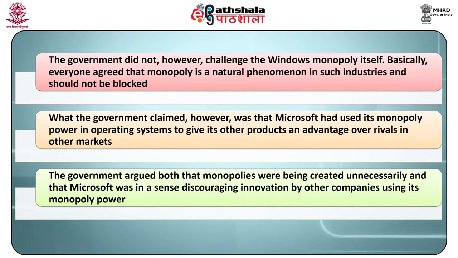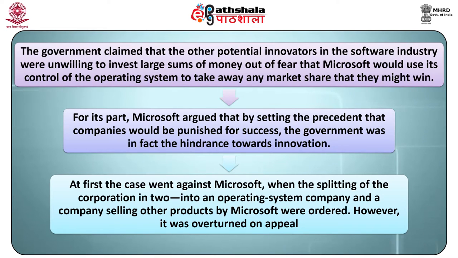What the government claimed, however, was that Microsoft had used its monopoly power in operating systems to give its other products an advantage over rivals in other markets. The government argued both that monopolies were being created unnecessarily and that Microsoft was in a sense discouraging innovation by other companies using its monopoly power. The government claimed that other potential innovators in the software industry were unwilling to invest large sums of money out of fear that Microsoft would use its control of the operating system to take away any market share that they might win. For its part, Microsoft argued that by setting the precedent that companies would be punished for success, the government was in fact the hindrance towards innovation.